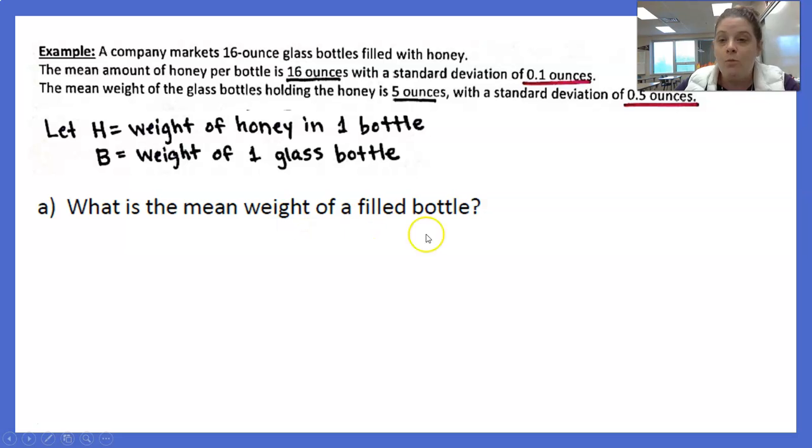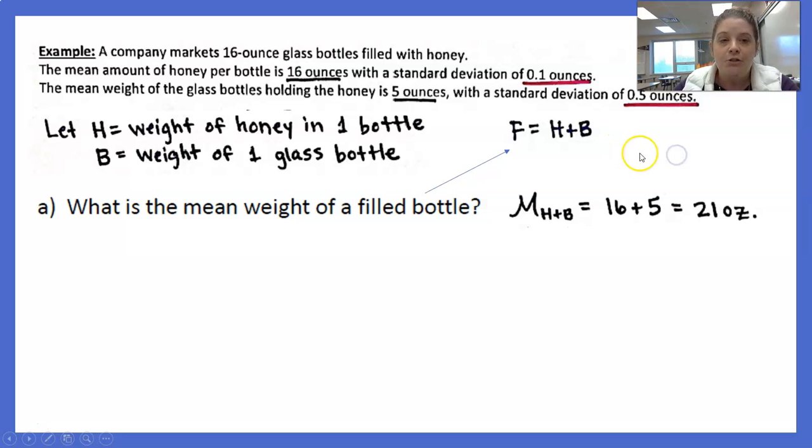So what is the mean weight of a filled bottle? A filled bottle. So I'm going to take the honey and put it in the bottle. So that should be a combination. I'm going to use F for filled, is H plus B. Okay, so means behave, so I should be able to just combine those means. So the mean of H plus B should be the mean of H, which is 16, plus the mean of B, which is 5, giving me 21 ounces. So remember that means that on average, a typical value of a filled bottle should be about 21 ounces. And we would expect some variation in that as well.